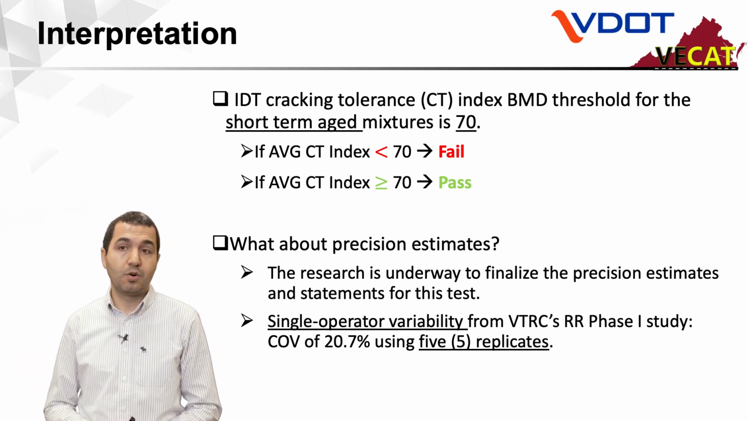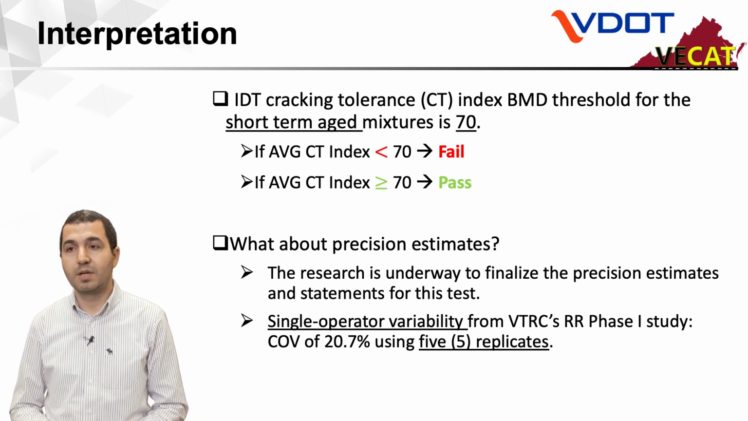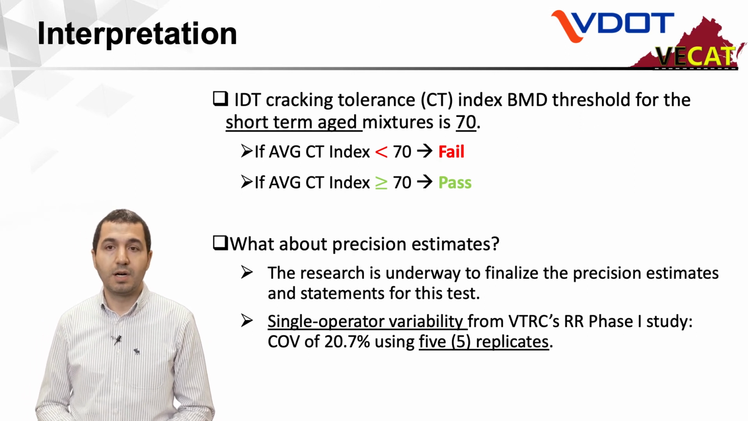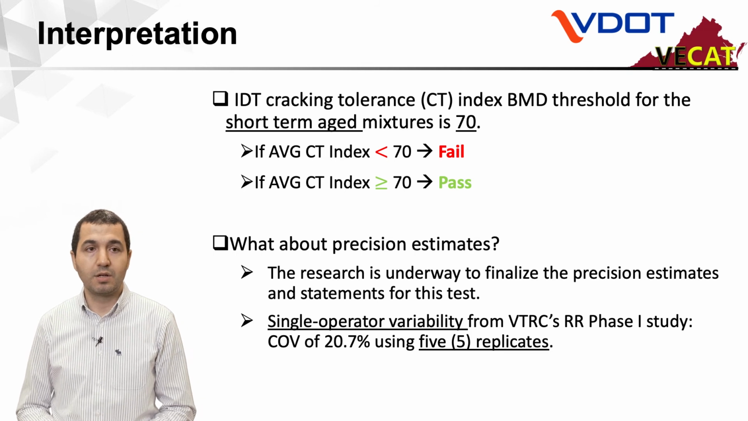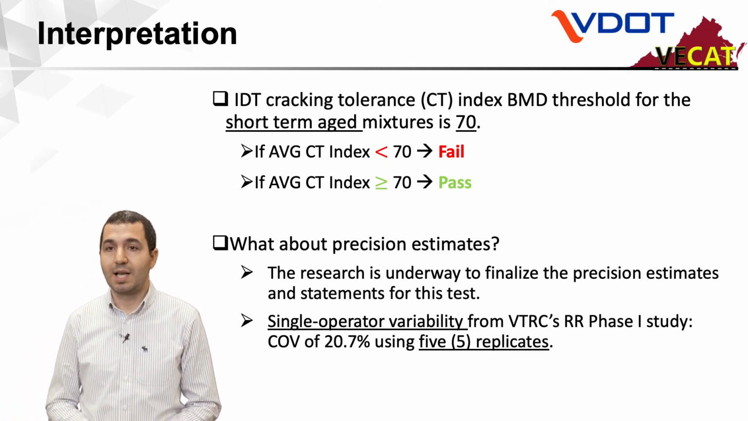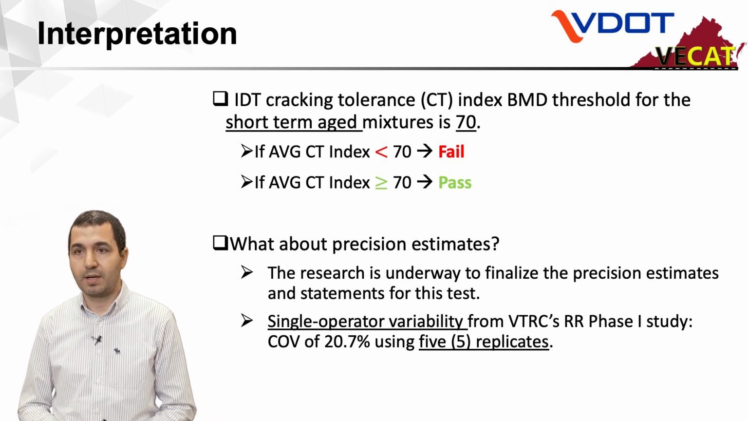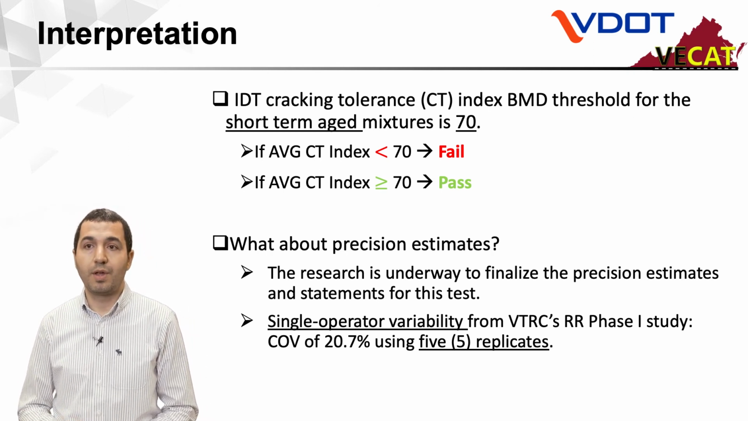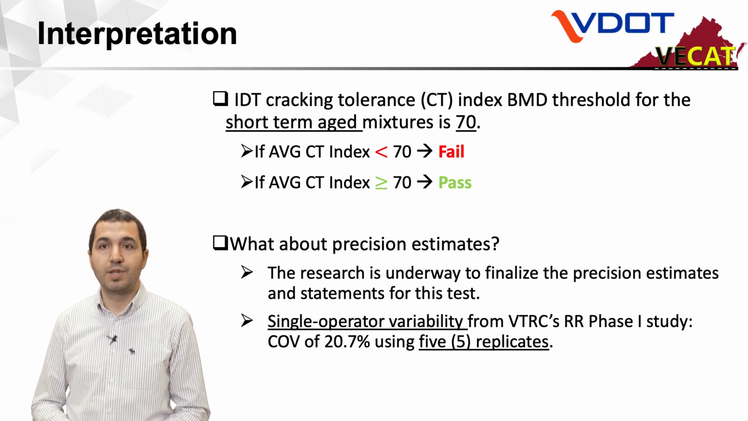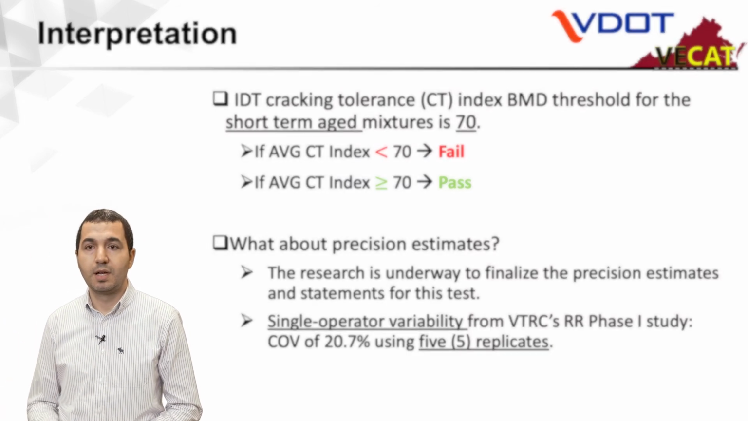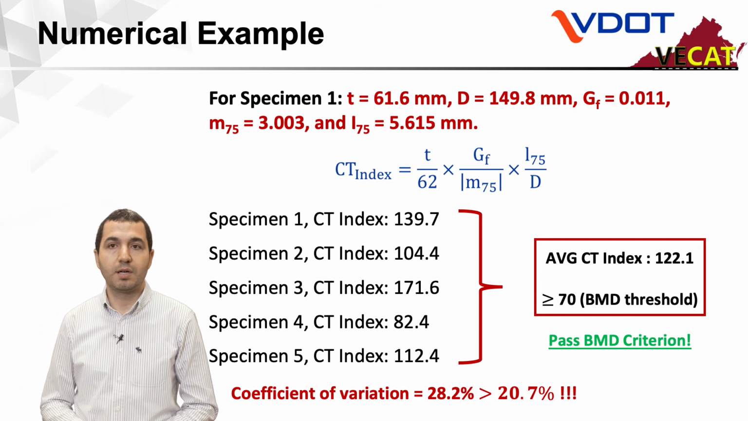There are currently no precision estimates available for this test. However, at VTRC, we conducted research and came up with a single operator variability of 20.7% using 5 replicates. This hasn't been incorporated into the spec yet, but it is expected to be in next year's spec. You have to check this as well in order to decide whether your mix is meeting VDOT requirements or not. In the next slide, I'm going to provide an example here.